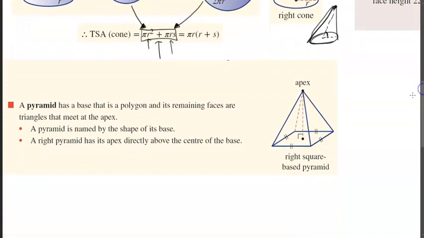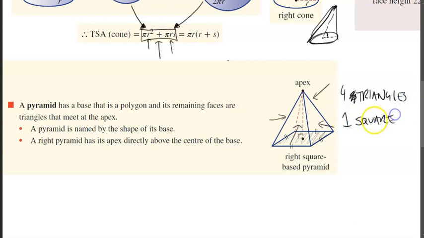A pyramid, to be very specific a square-based pyramid, is a polygon base with the remaining faces meeting up at the apex. Remember, the apex is the top point of a pyramid. With a square base, we have a square at the bottom with 4 triangles, side, front, side, and behind, that all meet up at the apex. Getting the total surface area of this is quite simple because it is made up of 4 triangles and 1 square.